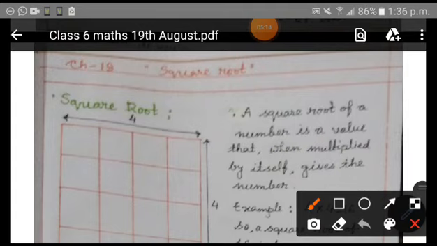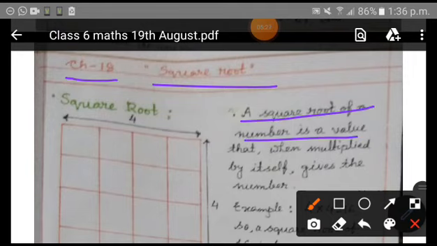Now we will begin with chapter 18, that is square root. So we have finally finished with the previous chapter. Only the basic theory portion we are going to learn about square root. Now what is square root? A square root of a number is a value that when multiplied by itself gives the number.